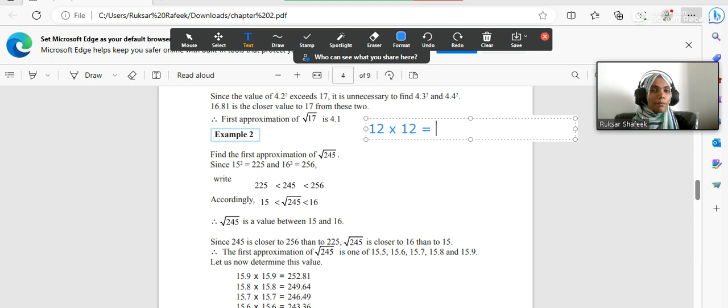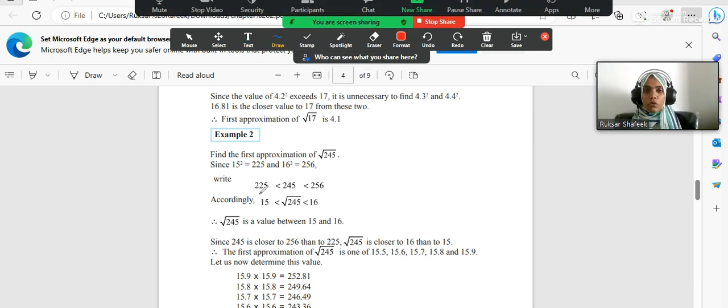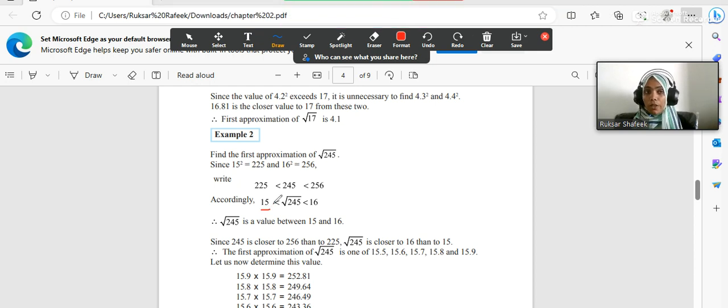That way, keep multiplying, and I'm sure you'll find the closest number to 245. So when you get the closest numbers, they're going to be 225 and 256, which have square roots of 15 and 16. So we get an understanding that the answer to this should be between 15 and 16.